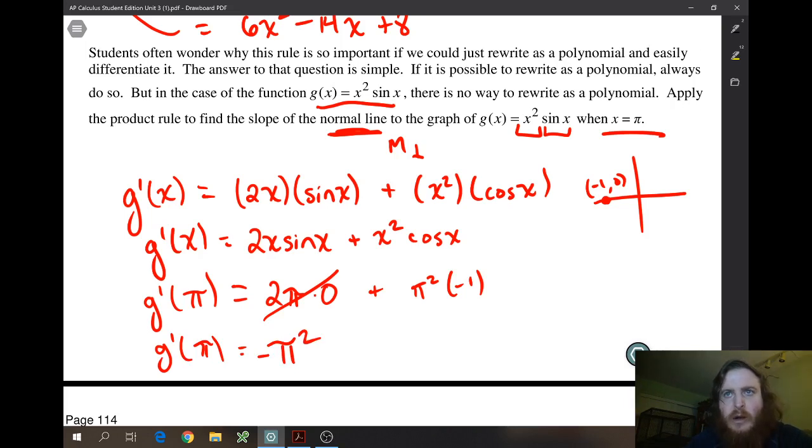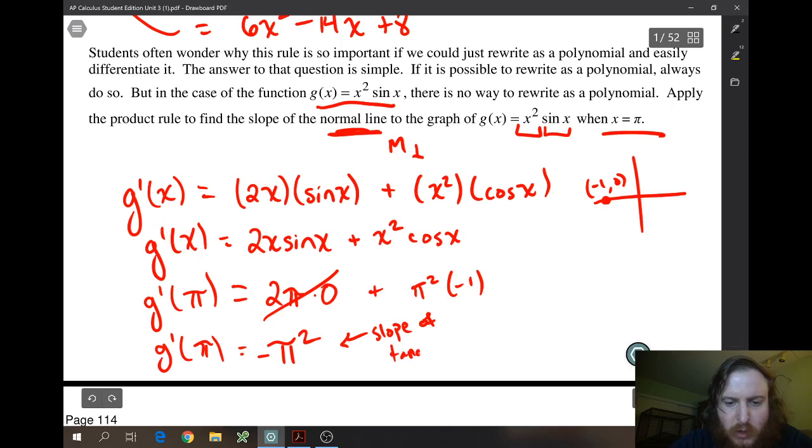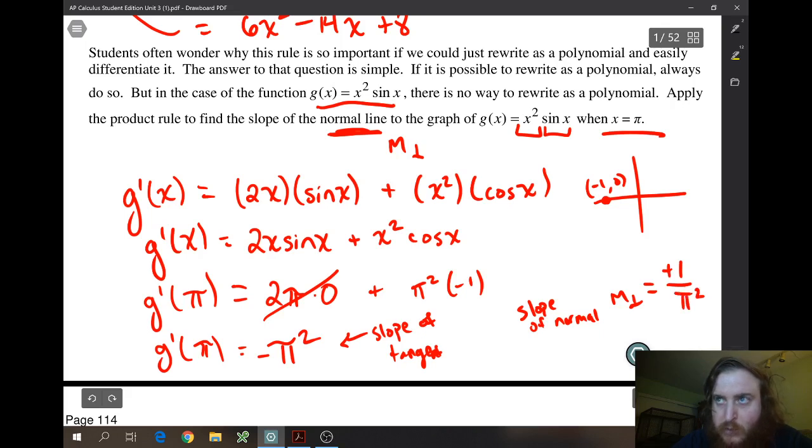But that's the slope of our tangent line, and we wanted the slope of the normal line. So the slope of our normal line would be our perpendicular slope. So we flip the sign, and then take the reciprocal. So the negative would turn into positive 1 over pi squared. So that would be the slope of our normal line.